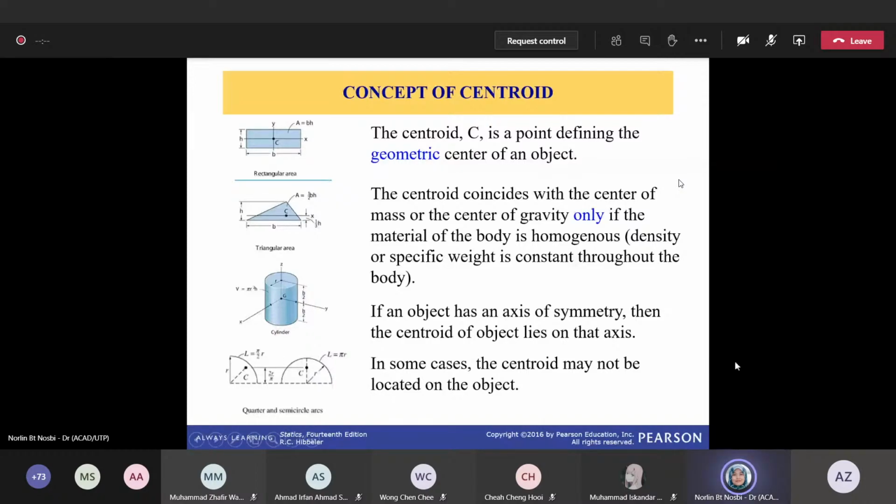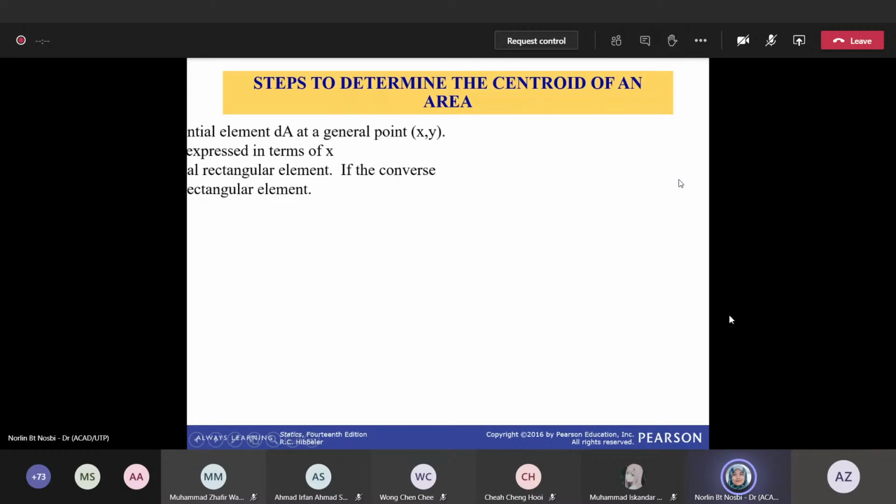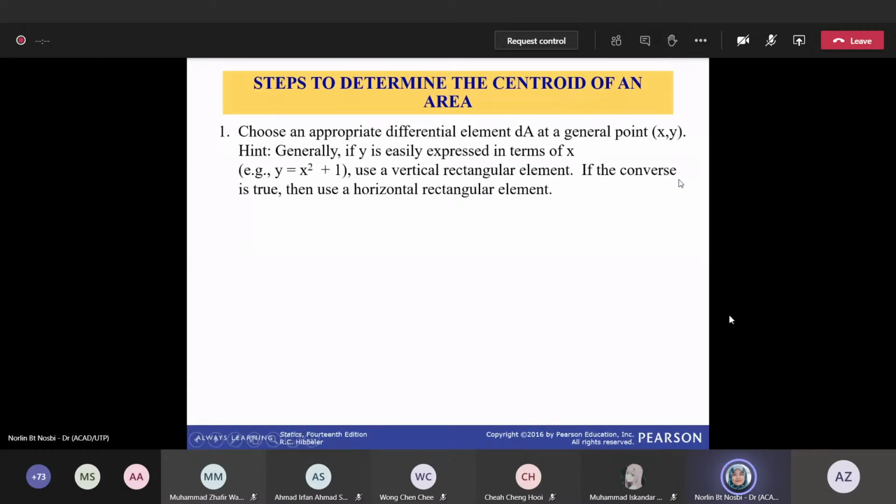Now we will look at step-by-step how to find the centroid of an area. In this example, the question asks you to find the centroid of an area. So there are 1, 2, 3, and 4 steps. First step, you need to choose an appropriate differential element. So this one, you need to find the centroid of an area, so you have to use the dA.